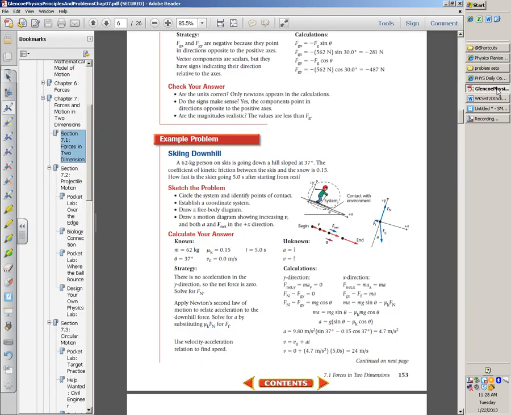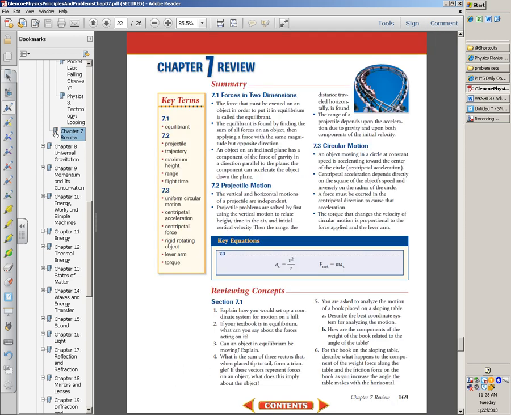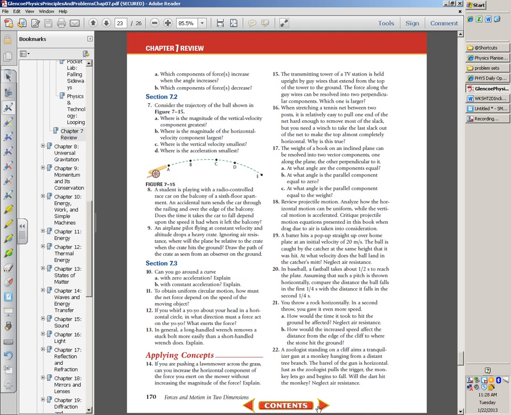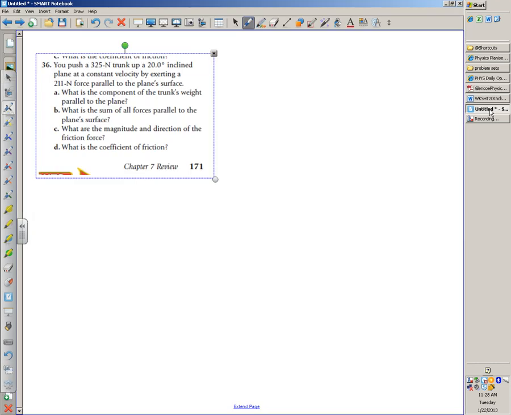First problem that we're going to do today is from the review of Chapter 7. It's on page 171, and it's problem number 36. It says, you push a 325 Newton trunk up a 20-degree inclined plane at a constant velocity by exerting a 211 Newton force parallel to the plane's surface.